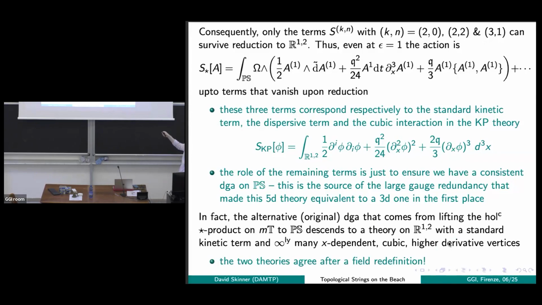Well, you don't get this action. You get an action that's just got a canonical kinetic term, because the twisted star product didn't need any modification of its derivative. But you don't get this dispersive term, and instead you get an infinite series of cubic interactions. They're always cubic in the field, but they've got many, many higher derivatives and also many, many powers of x. Those two theories look very different, but they're actually equivalent after a field redefinition.